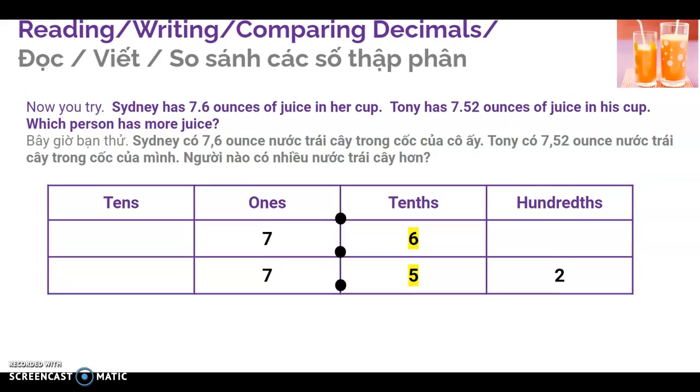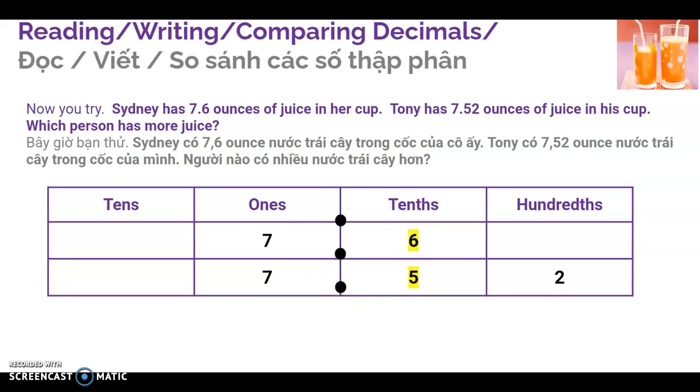Okay, if we were to put it on a place value chart, we would have 7 and 6/10ths, and then we would put 7 and 52/100ths. We would look in the ones and we would compare those the same numbers. There's not one greater or lesser. Then we will move on to the tenths. So we have 6/10ths and 5/10ths.